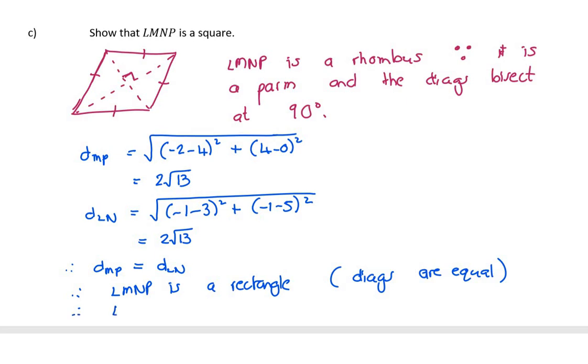And therefore, actually, LMNP is a specific type of rectangle. It is a square. And why is it a square? It's because it is a rhombus and a rectangle. So don't forget that a square is just a mixture of the two.